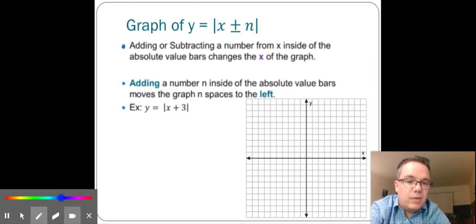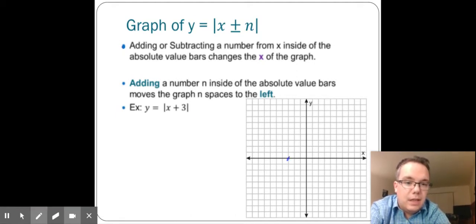So y equals absolute value of x plus 3. We're going to start at 0, 0 and move 3 to the left, giving us a point right there. Then again, we're going to move up 1 over 1 in each direction, so we get this V. Everything on our graph just got moved 3 to the left.